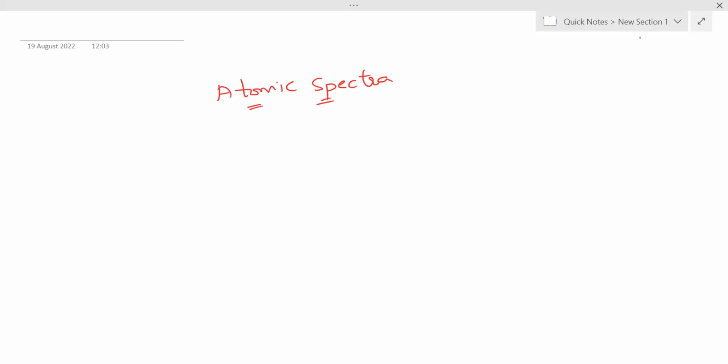So, atomic spectra is nothing but the spectra of electromagnetic radiation emitted or absorbed by an electron during its transition between different energy levels within the atom.